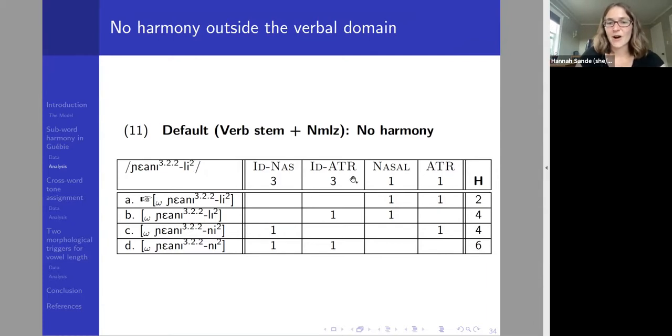So we have now our faithfulness constraints weighted higher than our markedness constraints as per the default grammar. So nothing that was previously spelled out in the lower voice phase is going to unharmonize. It's going to instead be faithful to its intermediate form. But the nominalizing morpheme will also not harmonize because now we have the default constraint weights instead of the voice specific constraint weights. So we end up with harmony within the voice domain, but not outside of the voice domain.